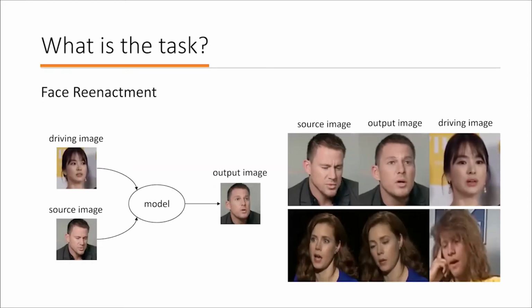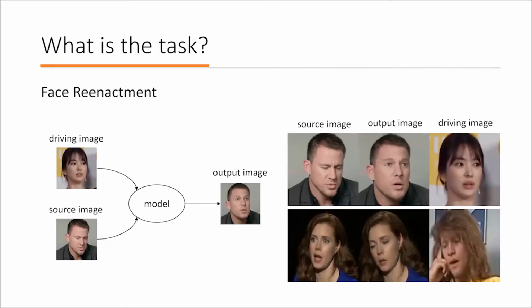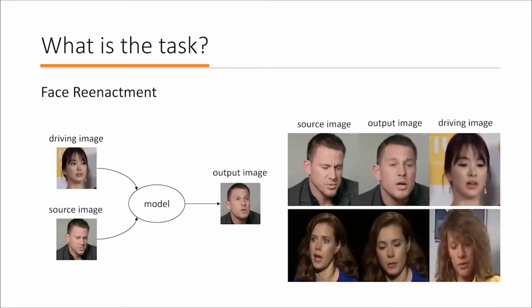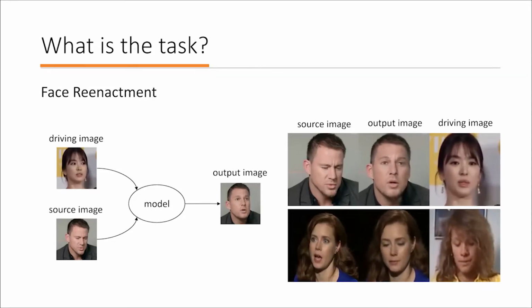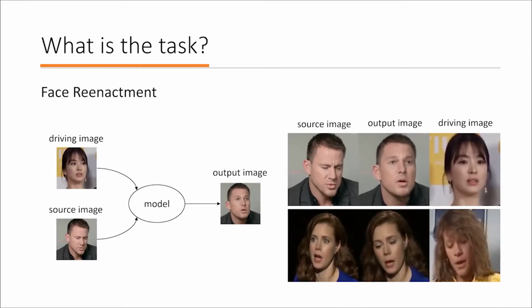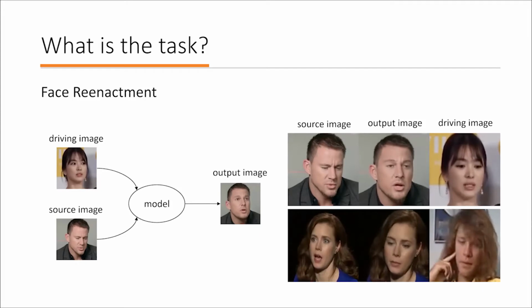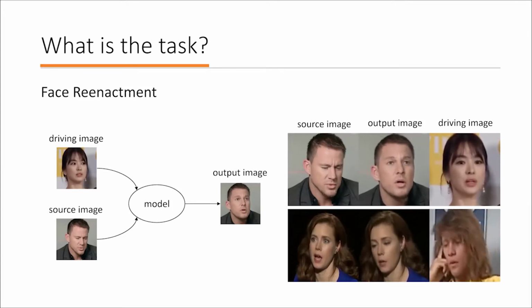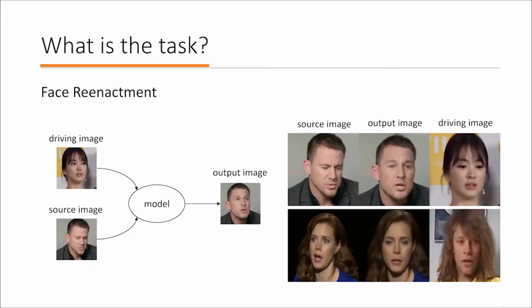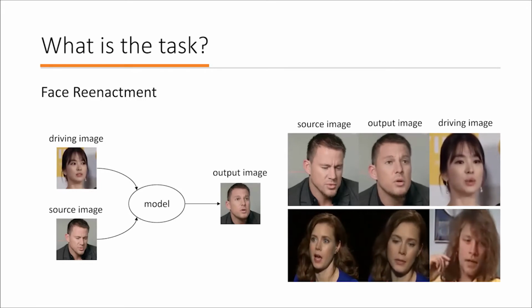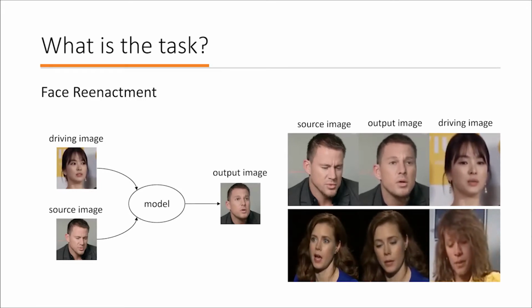So what's the task? With many focus on face reenactment, if you look at the figure on the left, we have two images as input, one as the source image and the other as the driving image. The driving image can be the same identity as the source, but can also potentially be a different identity from the source. Given an input, the model generates an output image that mimics the motion of the driving subject, but preserves the identity and appearance of the source subject. Here are two examples on the right.